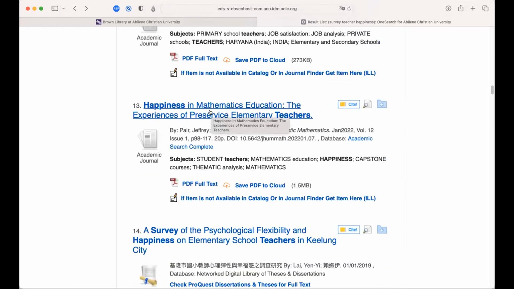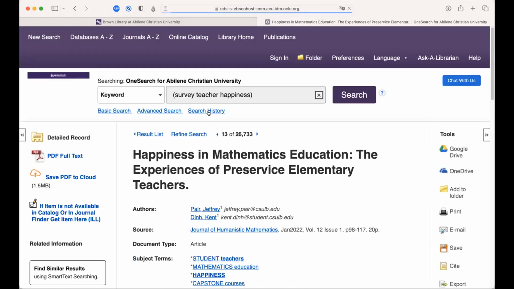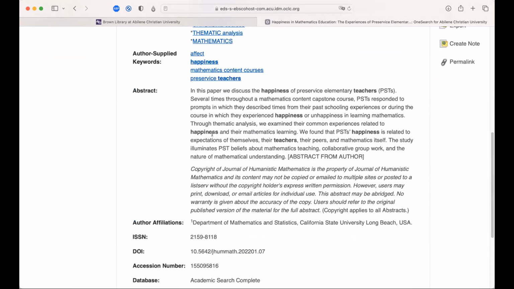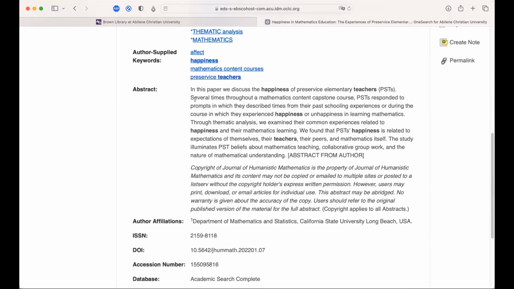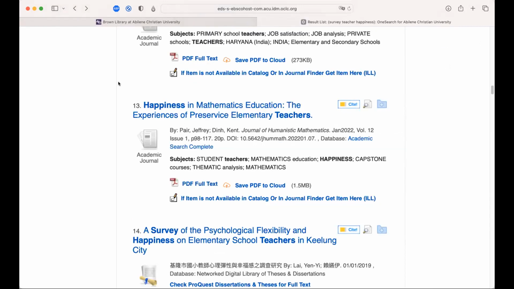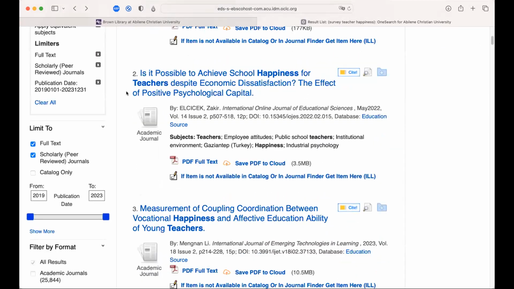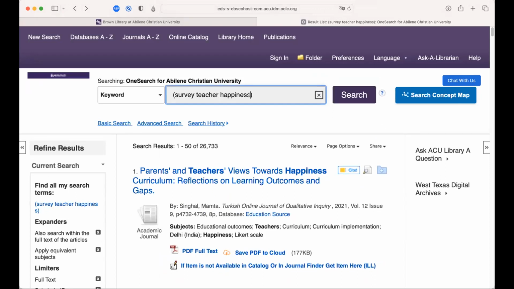So here we have an article about happiness in mathematics education. Let's take a look at the methods here. They responded to prompts, in which they describe. So that looks like it's a qualitative study. We don't even need to open it up, just looking at it, they responded to prompts rather than filled out questionnaires or something like that. So we might also go here and add quantitative.